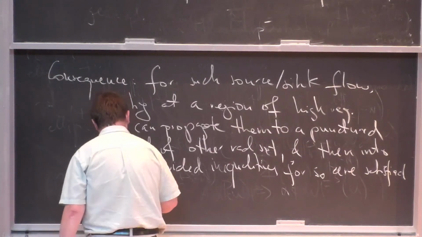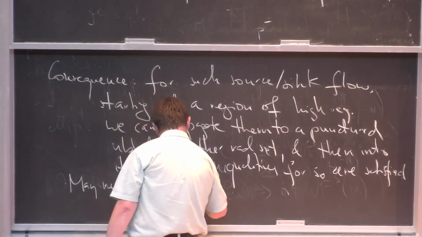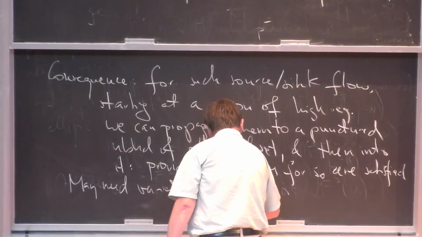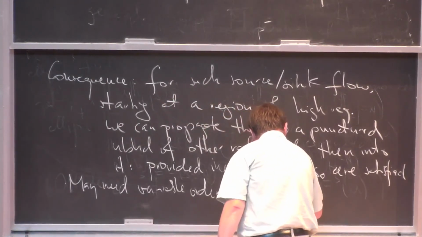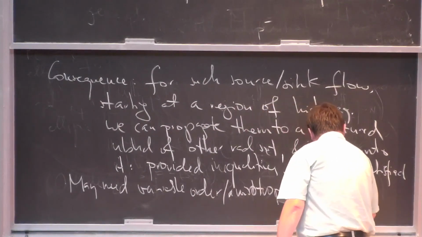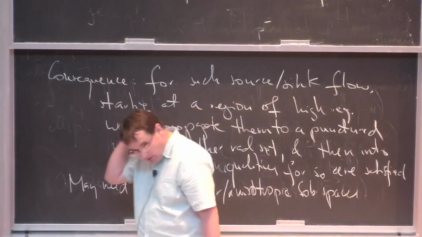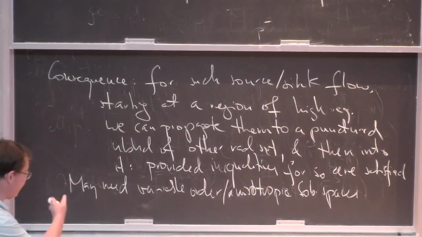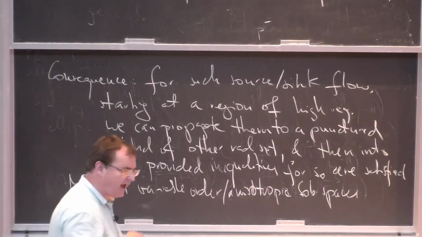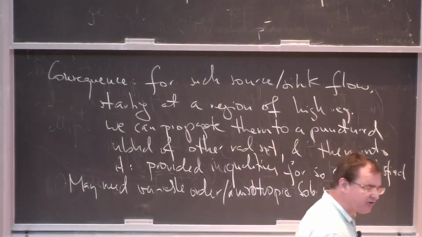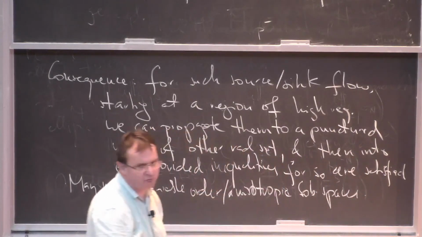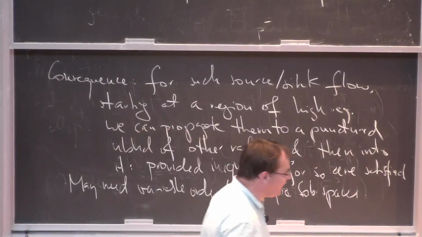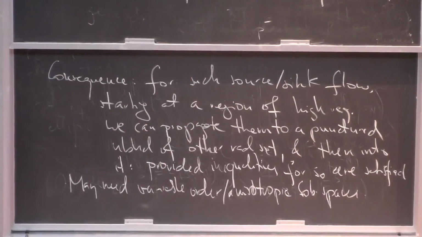May need variable order or anisotropic Sobolev spaces. And so in the talk, I think tomorrow, Semyon Dyatlov will actually discuss this as it relates to dynamical systems, from a perspective that was introduced by Faure and Sjöstrand, and then further elaborated by many people, including Dyatlov, Zworski, Guillarmou, and others. So, okay.